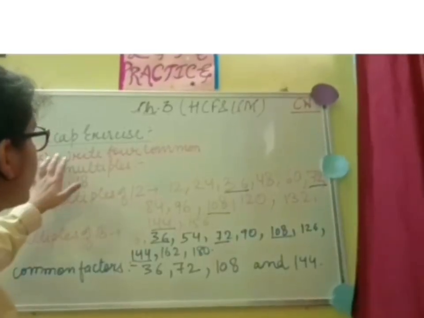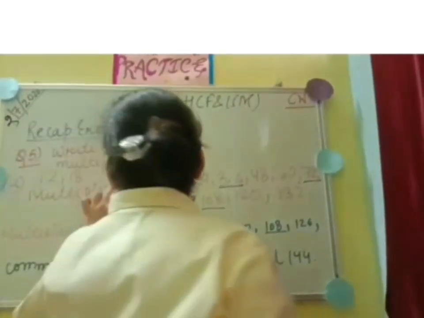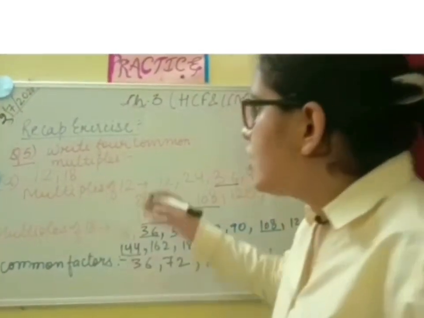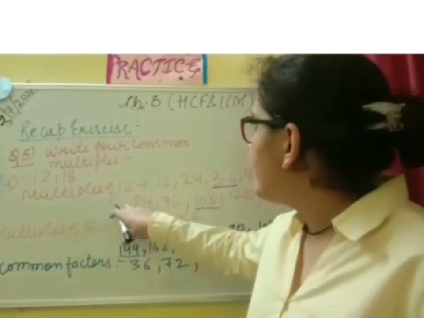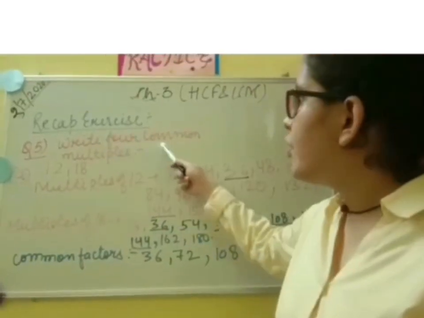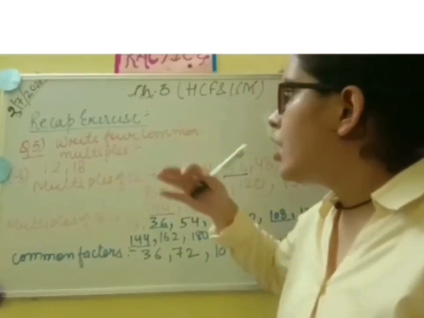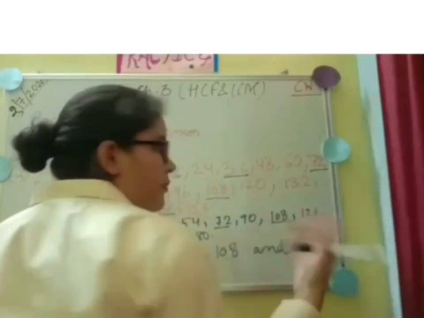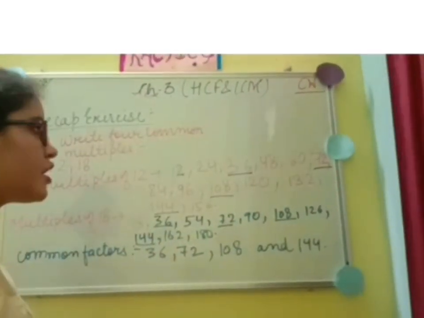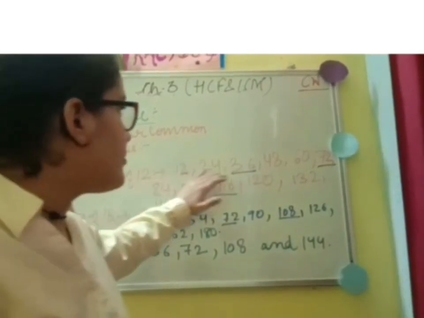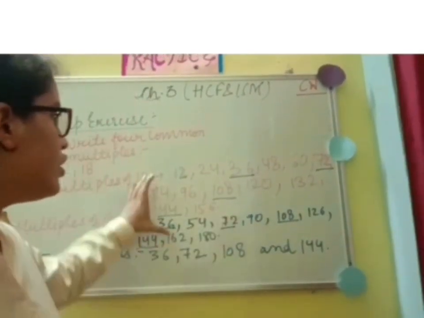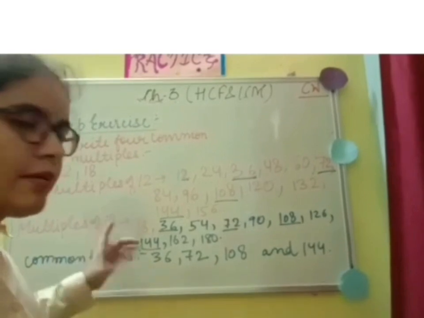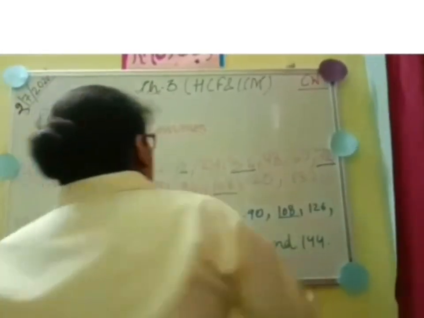Now let's move to the recap exercise. Write 4 common multiples of 12 and 18. So what are the multiples of 12? You can see. Now you have to tell the common multiples. Not normal multiples, where you multiply 12 by 1, by 2. You have to keep multiplying 12 until you find common multiples, that is common digits, in both 12 and 18.